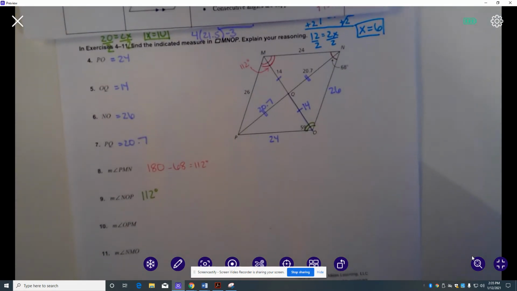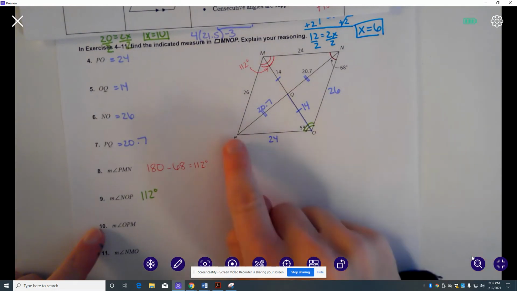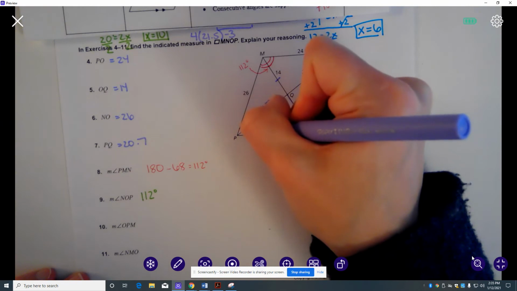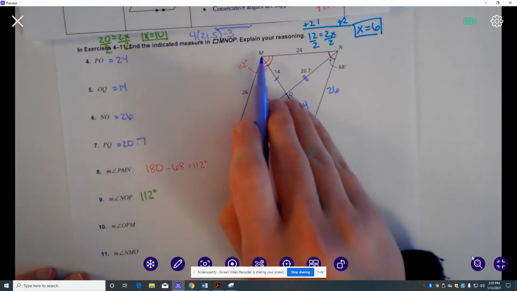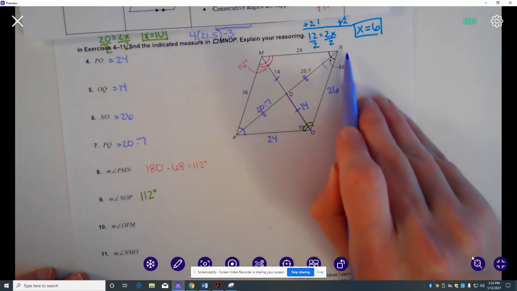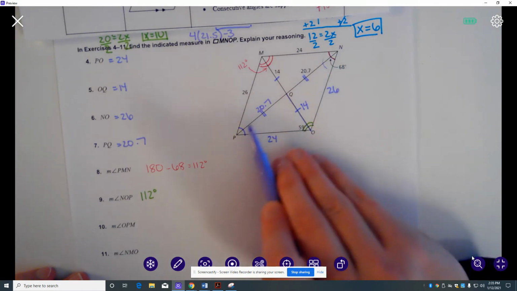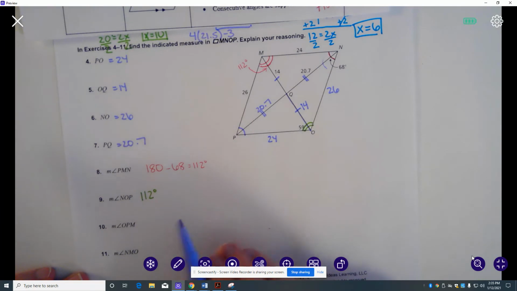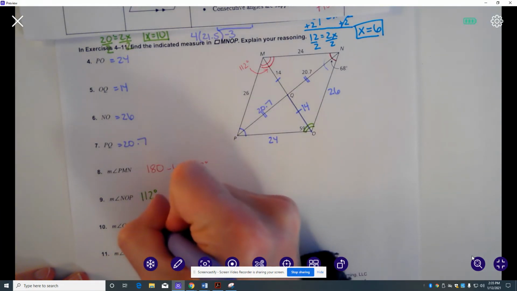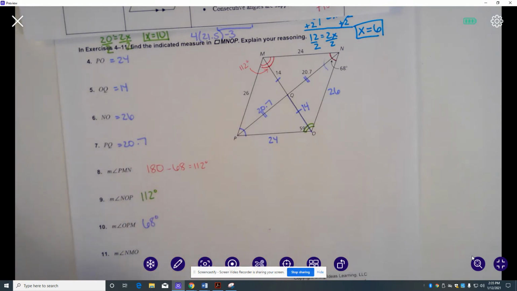Angle OPM, this angle here. Angle OPM is opposite this angle here, which I know is 68 degrees. And since opposite angles in a parallelogram are congruent, I know that angle OPM is also 68 degrees.